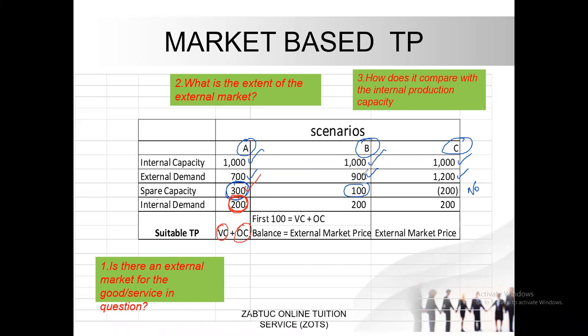Now number two. Here, our internal capacity is 1,000, again, as usual, but demand is 900. So we only have a balance of 100 units, a surplus. But there's a request for 200. What are you going to do? These first 100, they have no market. So these first 100, we're going to deliver them at the minimum of variable cost, plus an opportunity cost. But for the balance now, we can talk about an external market. So there's going to be the first 100 at variable cost plus opportunity cost. The other 100, external market price.